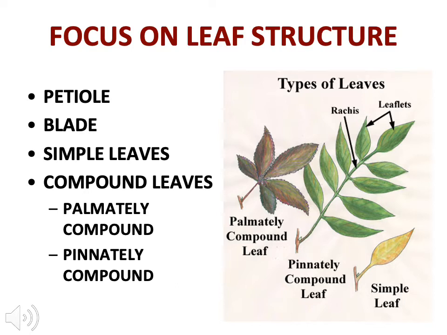And then there is a pinnately compound leaf, in which case the leaflets are attached either oppositely or alternately along a midrib or a central axis called the rachis. For example, hickory trees, or a green ash, or a walnut tree. So I see that illustrated to the right.